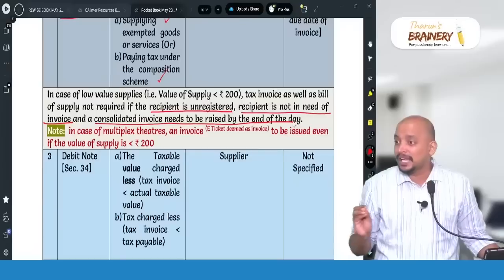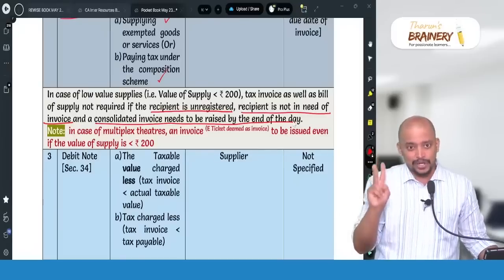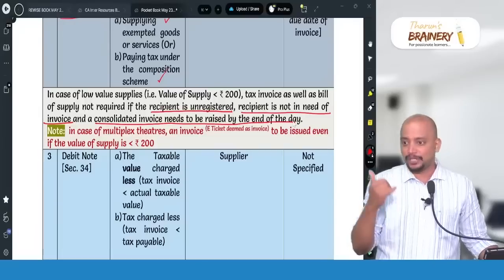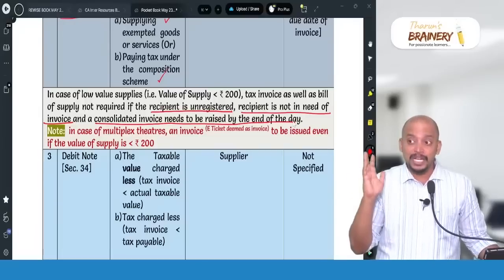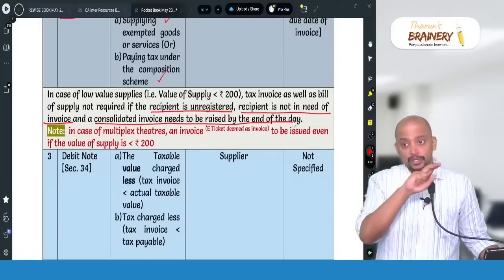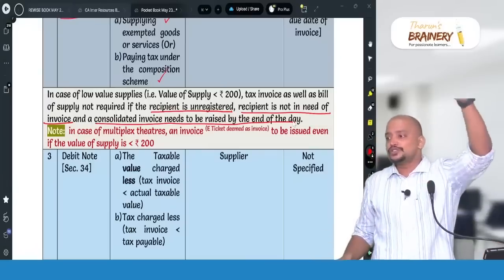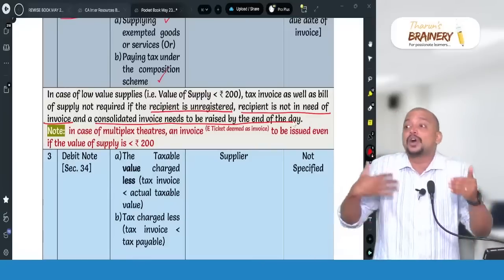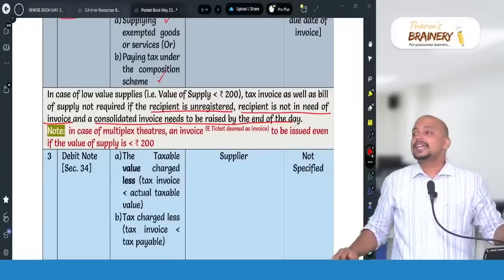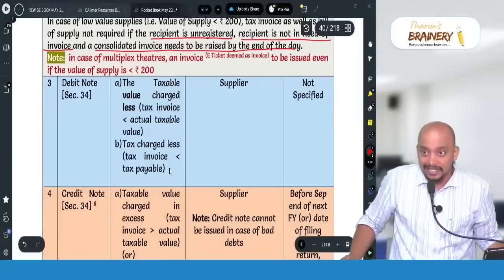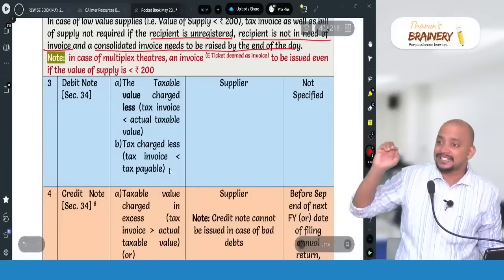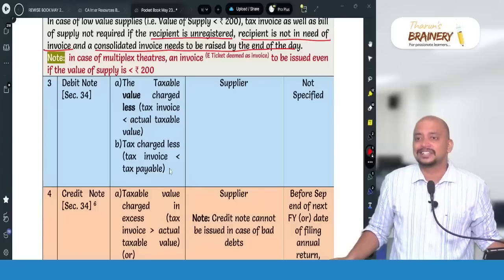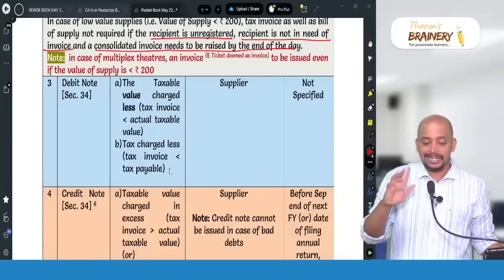What is a low value supply? Value of supply less than 200 is known as low value supply. In case of low value supply, tax invoice or bill of supply not required. In case of B2C and recipient does not require tax invoice, but for all these low value supplies at the end of the day, we need to prepare a consolidated document for our accounting purposes. However, in case of entry to a multiplex theatre, even if the value of supply is less than 200, definitely an e-ticket needs to be issued and e-ticket is considered as invoice. Okay, that is the note.